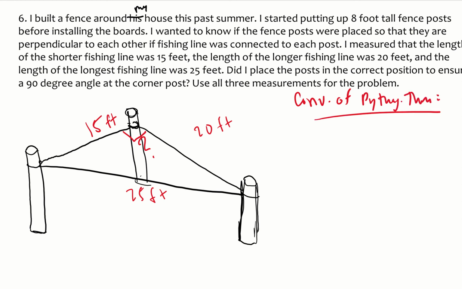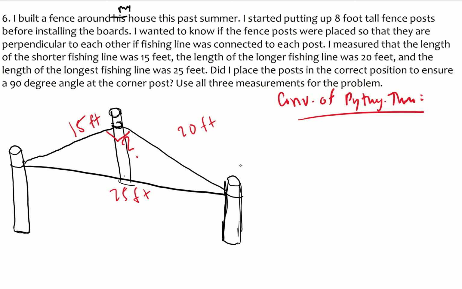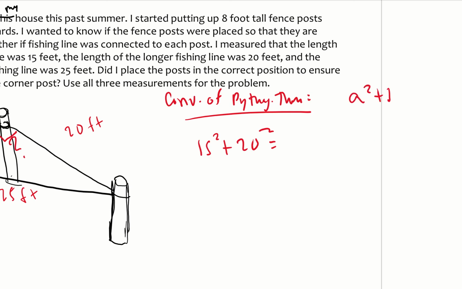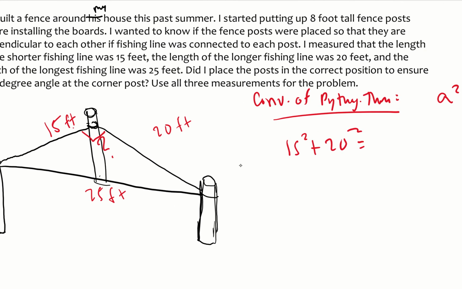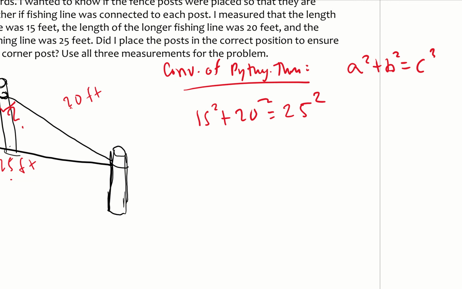All right, so we want to classify this triangle as either a right triangle or not. In order to do that, you can use the converse of the Pythagorean theorem, which is we got 15 squared plus 20 squared equals, remember the Pythagorean theorem was a squared plus b squared equals c squared, right? So if you show that this is true, then that means you have a right triangle. So a squared plus b squared equals c squared. C squared is always the longest, which is 25. Let's see if this is true.